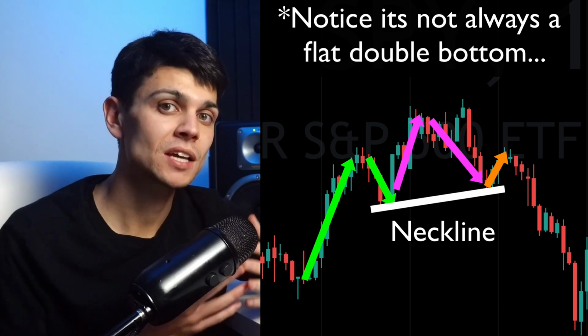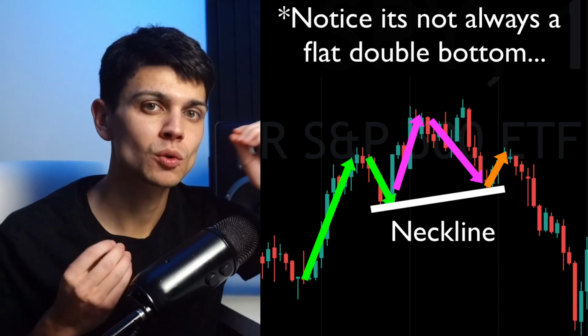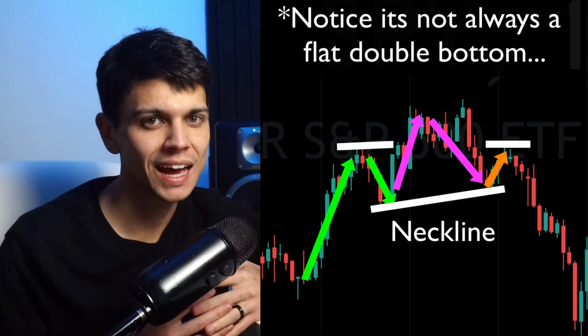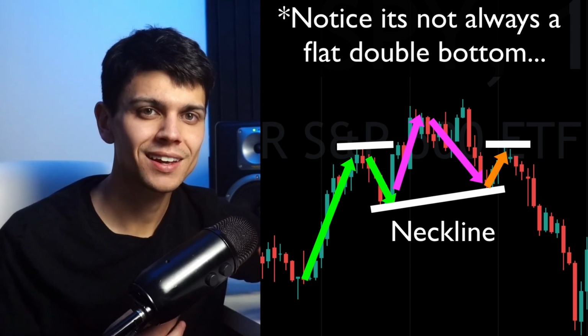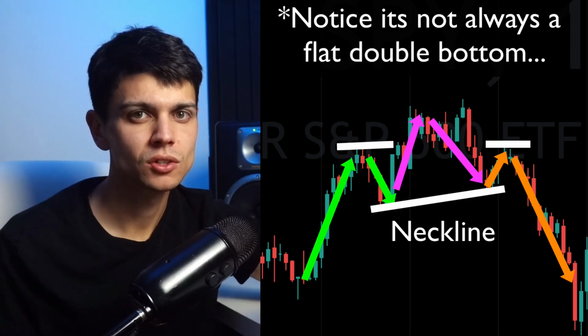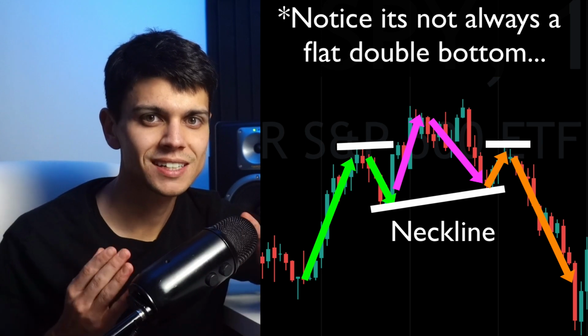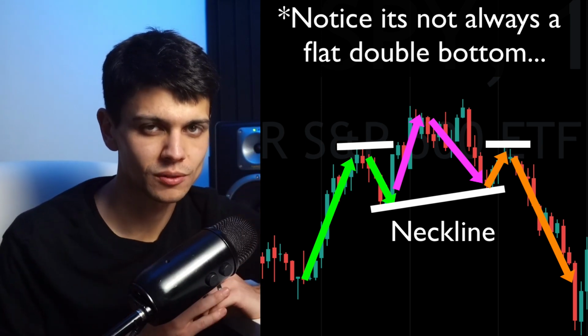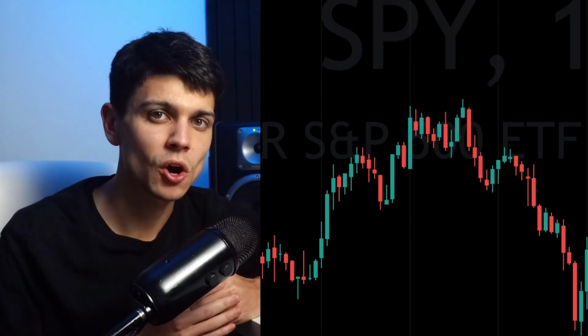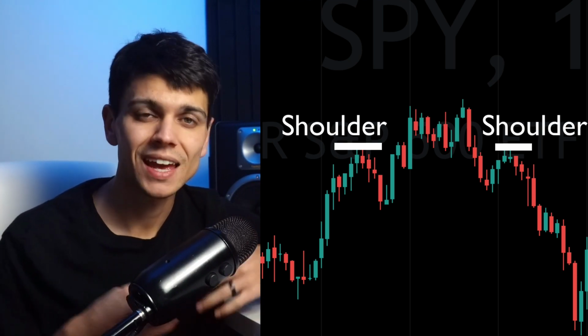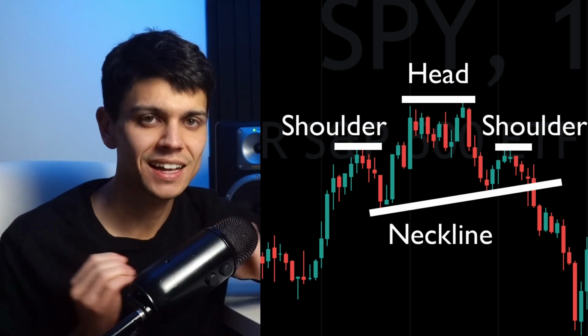It then makes a move back up to around the same area as the first shoulder. Then it goes back down to the neckline. This is the second shoulder. So the four areas are the two shoulders, a head, and a neckline.